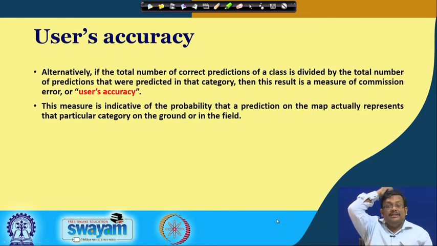Another important term is user's accuracy. Alternatively, if the total number of correct predictions of a class is divided by the total number of predictions that were predicted in that category, then this result is a measure of commission error, or user's accuracy. This measure is indicative of the probability that the prediction on the map actually represents that particular category on the ground or in the field.